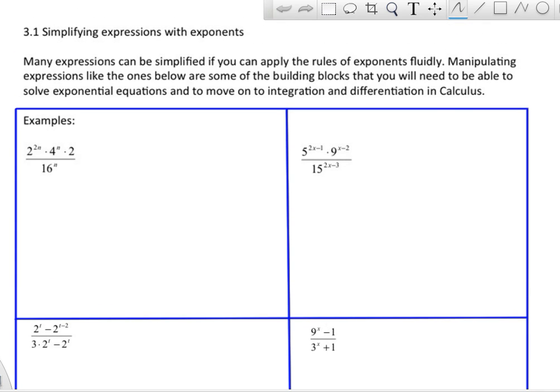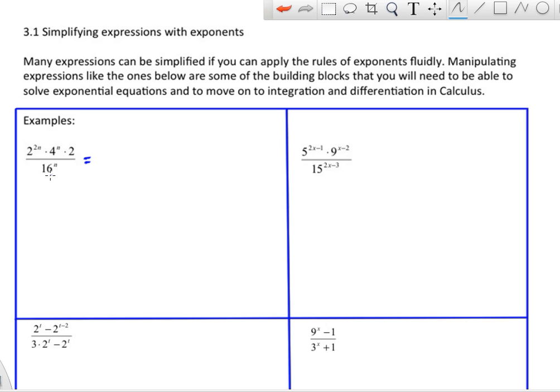3.1, simplifying expressions with exponents. So this is really an exercise in whether you feel comfortable with the rules, and can you see little patterns and things like that. One of the reasons we do this is because in calculus it really helps if you can fluently move from one form to another. So I'm just going to do some examples and see where we get from there.